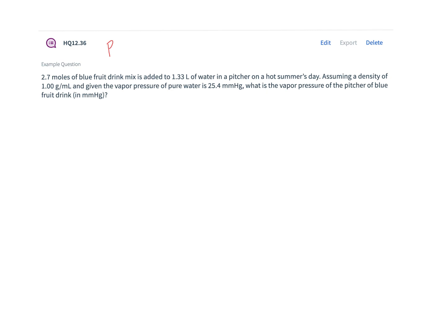So again, another example of Raoult's law, which is basically our vapor pressure of the solution equals my mole fraction of my solvent times the vapor pressure of my solvent. And again, they've given us the vapor pressure of the solvent in the question. So that vapor pressure of the pure solvent is 25.4 millimeters of mercury.